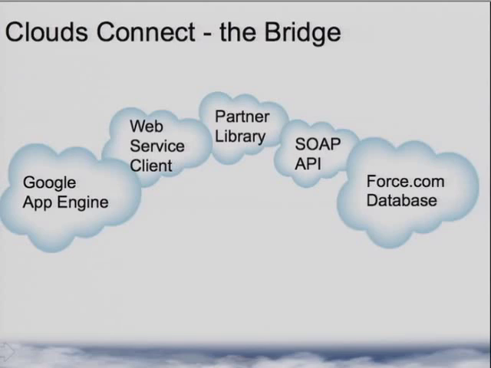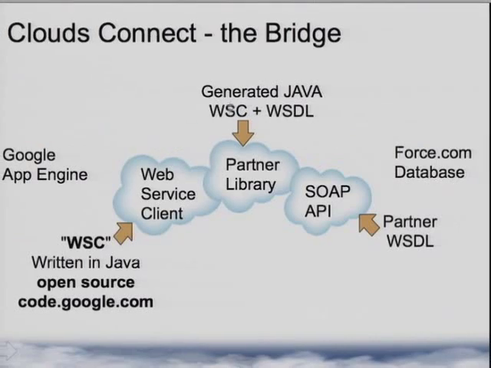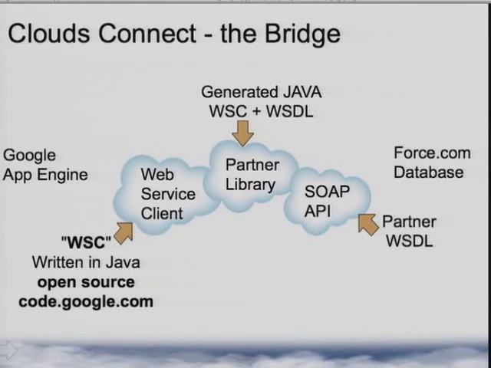So let's take a closer look at the pieces that we're going to discuss. There are three things that we're going to talk about. I'm going to go into some detail on each of these. The first one is the web service client. So the web service client is just that. It's a client that runs on App Engine, and it provides two features that we need to communicate with the Force.com database. It provides parsing and transport. We'll go into those in a little more detail later.